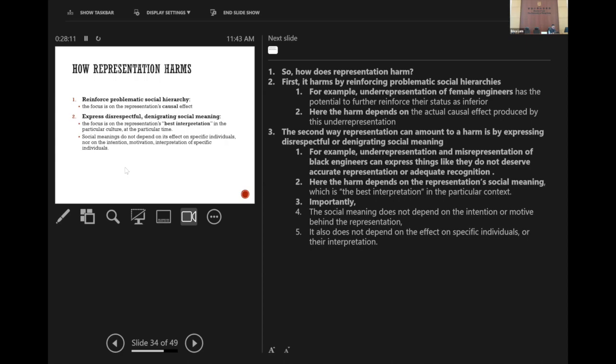a particular time. Importantly, the social meaning here does not depend on the intention or motivation behind the creation of the representation. It also does not depend on the specific effect of this representation on any particular individual, or any particular individual's interpretation of it. You will be asking, overall, what's the best interpretation considering the social circumstances of the time, right? So this distinction will end up being very important for the argument later.